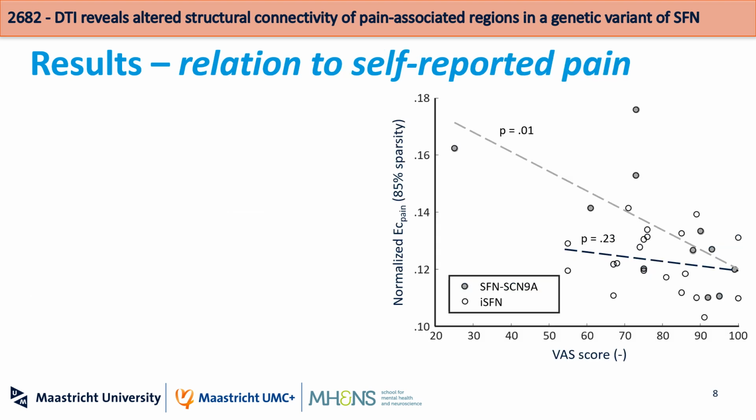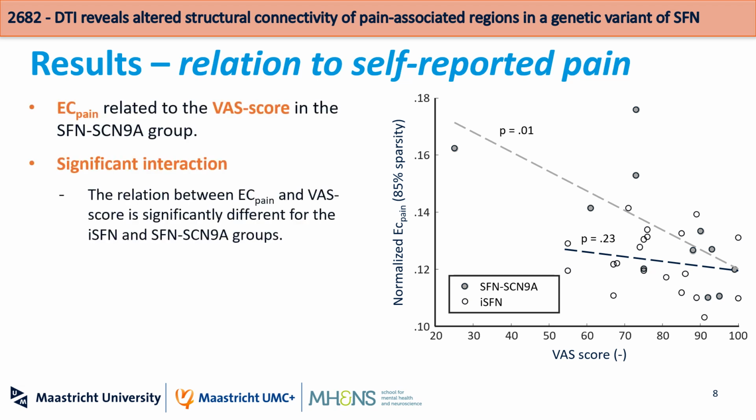Interestingly, when we looked at the relation with the visual analog scale for maximum self-reported pain, we found that especially the eigenvector centrality of the pain-associated regions related to the self-reported maximum pain in the genetic group. Moreover, when we added an interaction term to this analysis, we found that the relation between the nodal importance of the pain-associated regions and the VAS score was significantly different for the idiopathic and the genetic group.